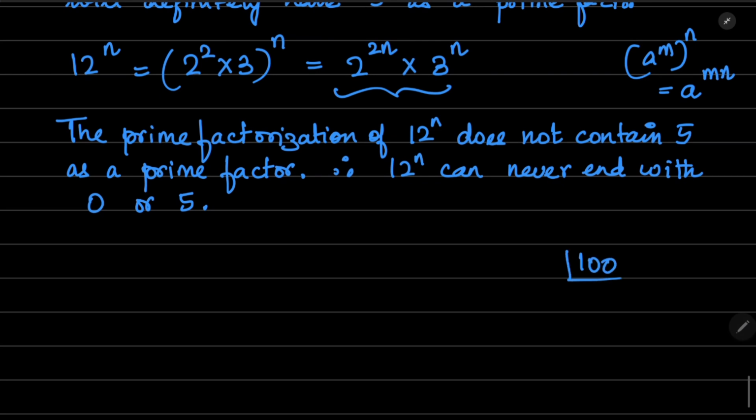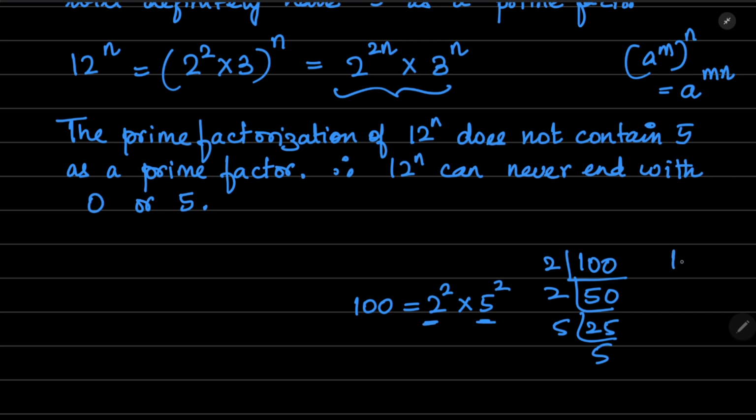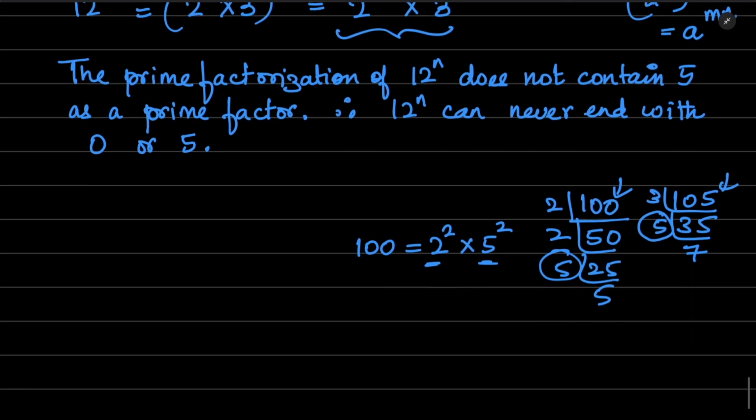Check it for 1000 or 100, right? 2 5s are 10, 0 again, 2 5s are 10, again 5, 5. So 100, if you see the prime factorization, is 2 square into 5 square, right? Yes. If you take 105, right? 3 3s are 9, again 5. Again 5 7s are 35, right? See, 5 is one of the factors. So similarly, any number which is ending with 0 or 5 will definitely have 5 as one of the prime factors. Okay? So, do remember this.